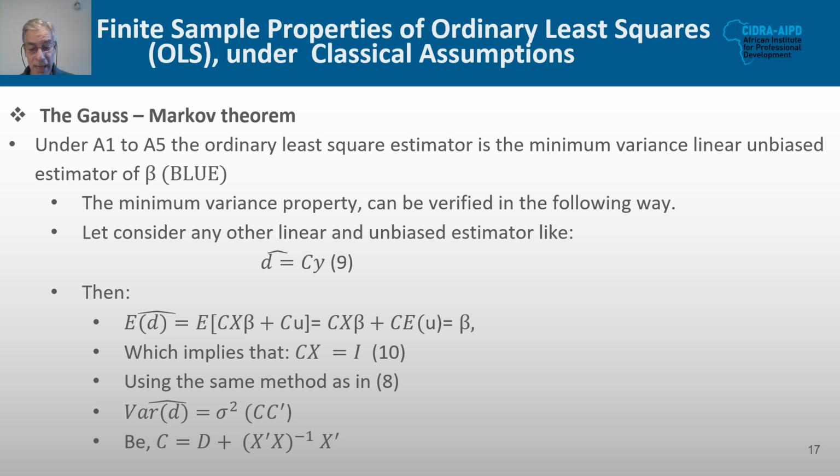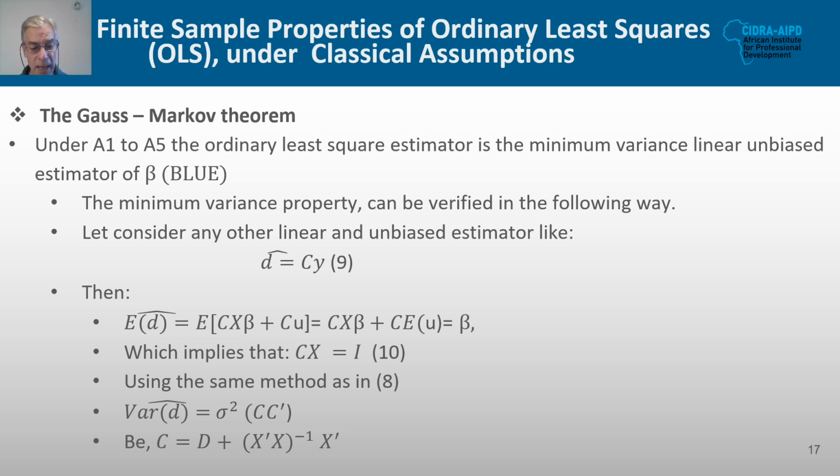Then, using the same method as we used to determine equation number 8, we can prove that the variance of b hat equals sigma squared times C times C transpose. You can derive that expression by yourself. If you have any problem, just let me know, but it's a very good exercise to become familiar with all these matrices and equations.